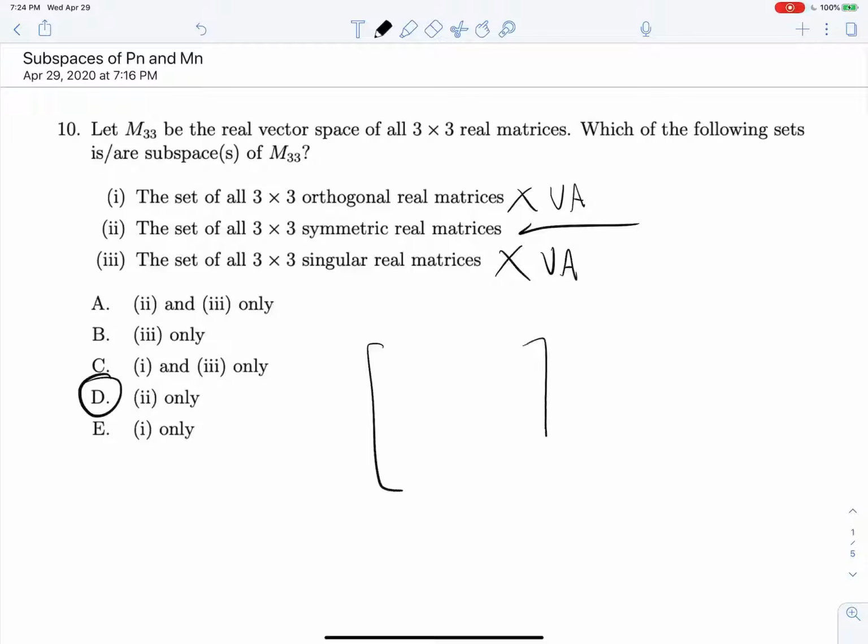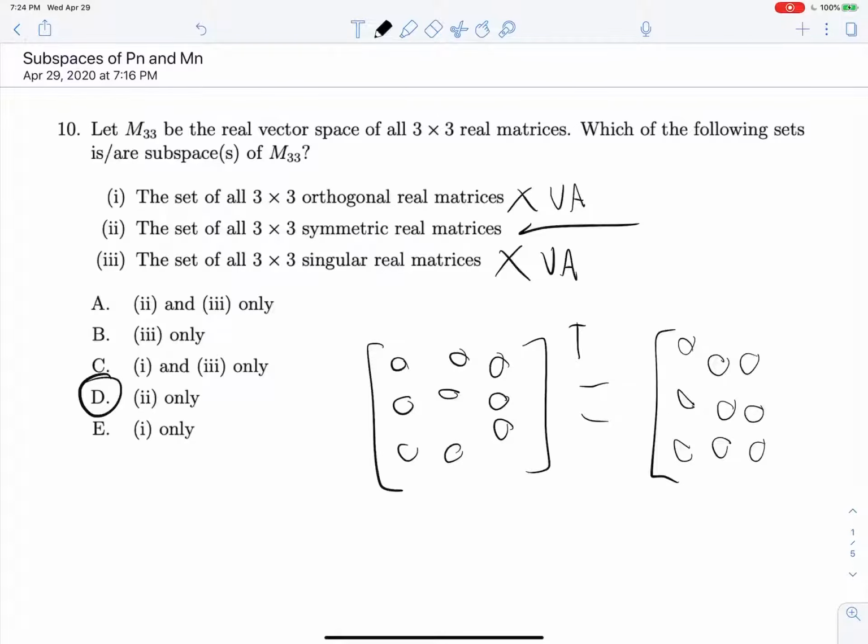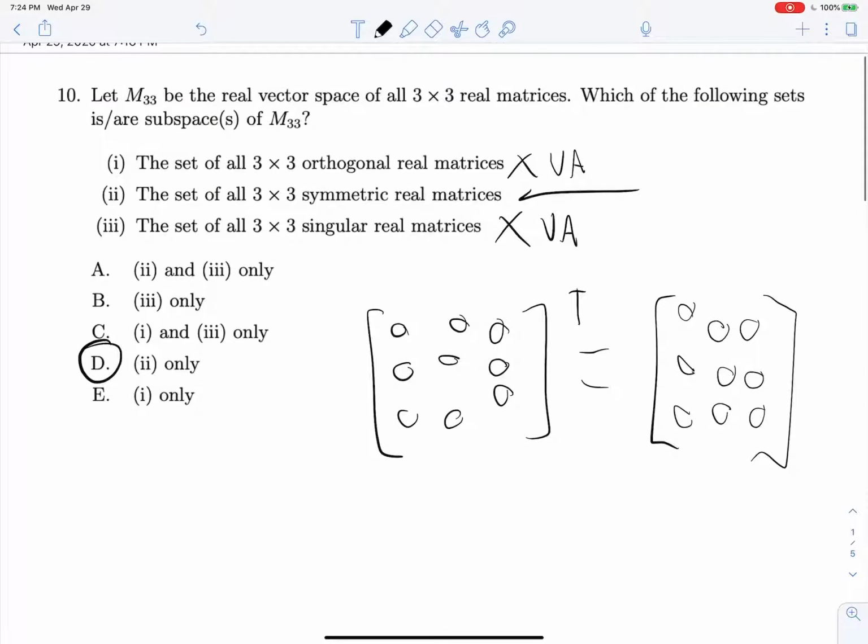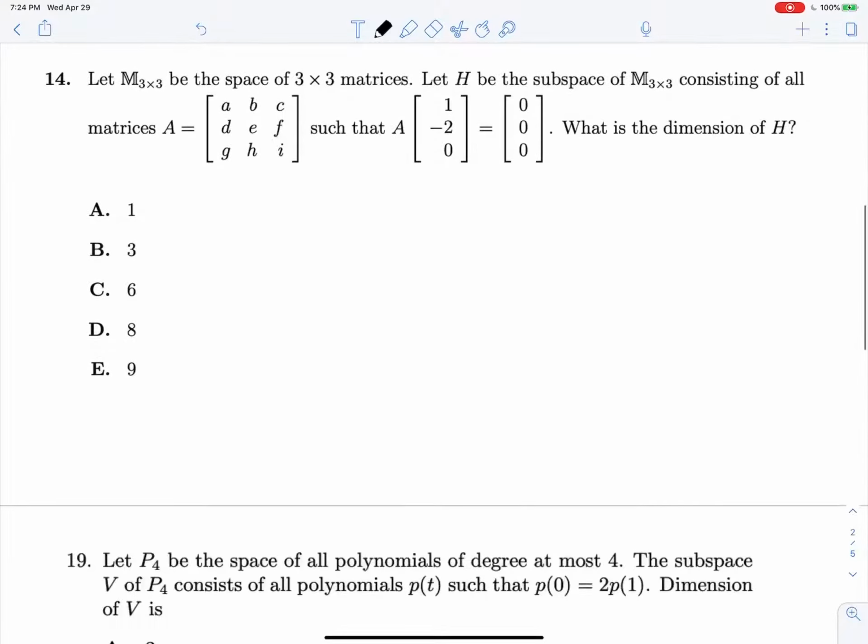Because if we draw out the 3 by 3 zero matrix and we take its transpose, we're just getting the zero matrix. So there we go, that's great. And in fact, the zero matrix is also orthogonal and singular, so it satisfies those. But our other ones are not closed under vector addition, at least. We didn't even check scalar multiplication. So there we go, we get D as our correct answer.